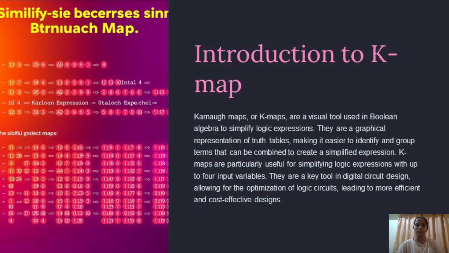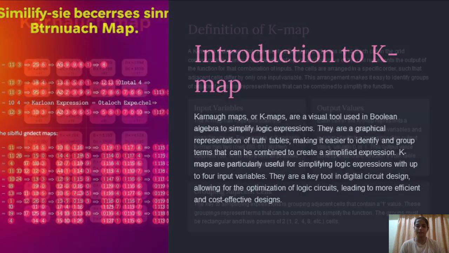Let us see what is an introduction to K-map. K-maps are a visual tool used in Boolean algebra to simplify logical expressions. They are a graphical representation of truth tables, making it easier to identify and group terms that can be combined to create a simplified expression. K-maps are particularly useful for simplifying logic expressions with up to 4 input variables. They are a key tool in digital circuit design, allowing for the optimization of logical circuits, leading to more efficient and cost-effective designs.